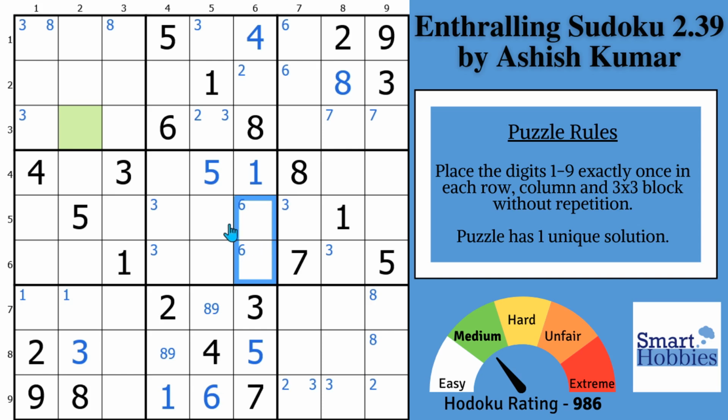We still got a ways to go to get to this green cell. Now I'm about to show you a tricky strategy. It's hard to spot, but you need it to take the next step in this puzzle.